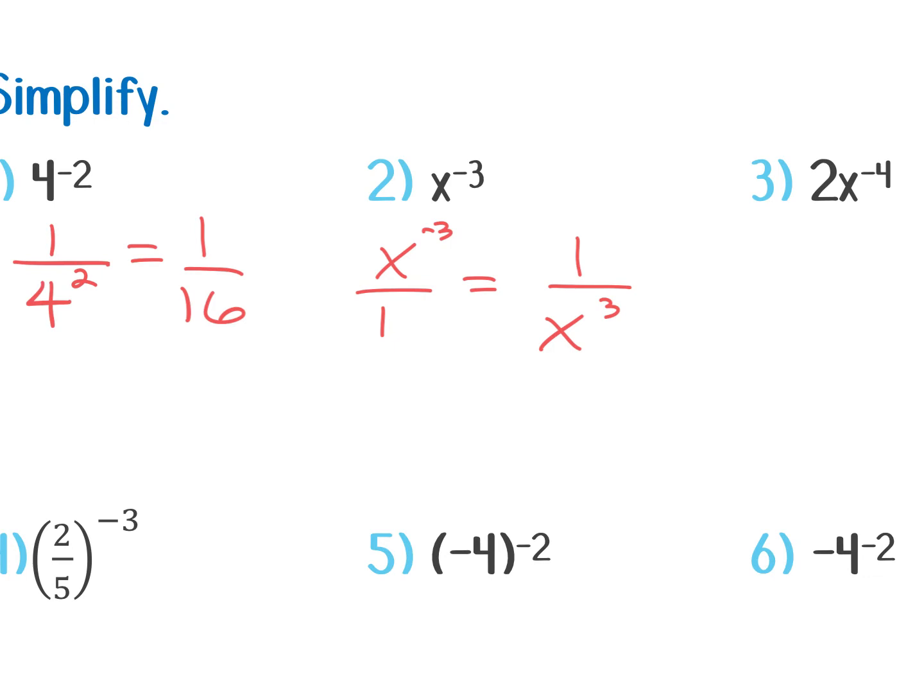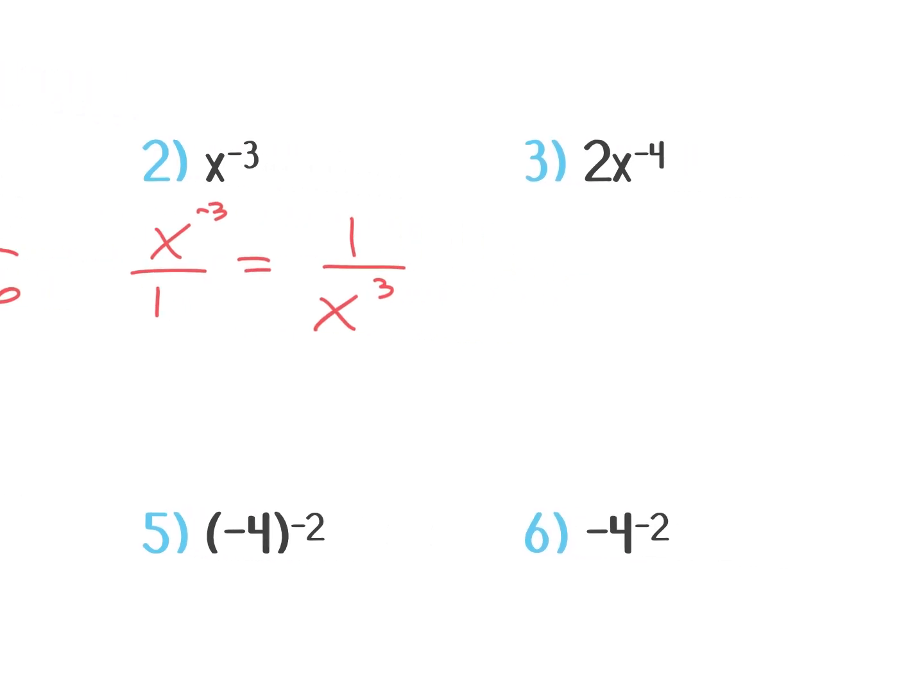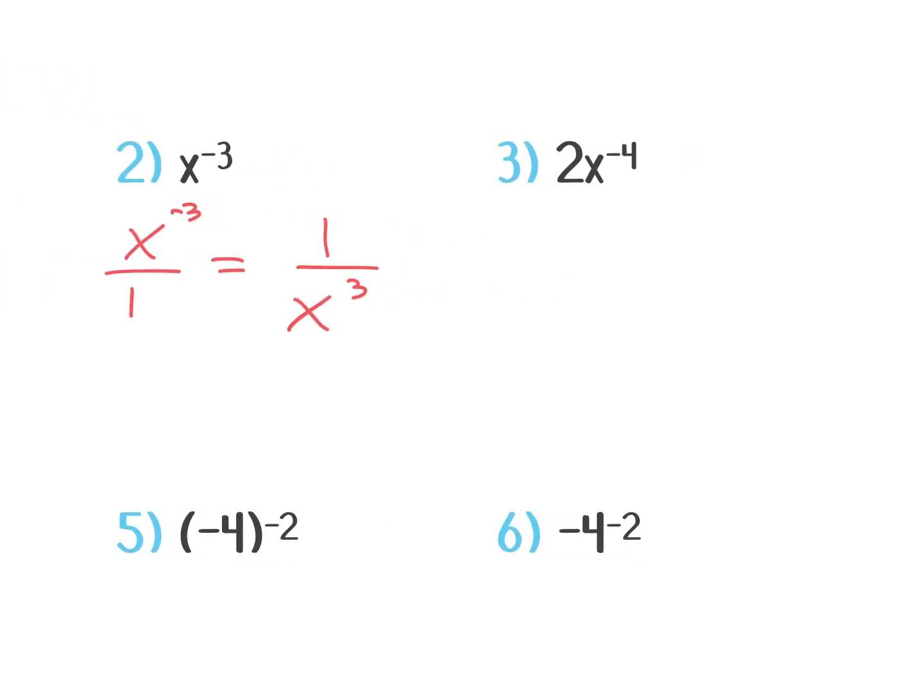Now the next one, be very careful. Notice, and this was sort of like what David was asking, notice the power is only on the x. It's not on the 2. So when we go to do this, the only thing that's moving to the denominator is the x. So we would leave the 2 on the top, and the x to the 4th moves to the bottom because the power is only on the x.